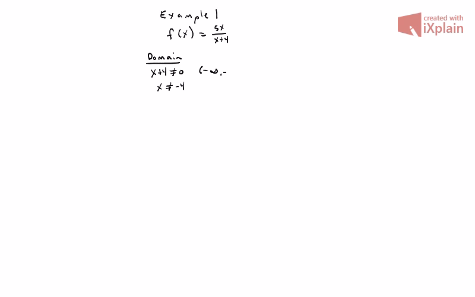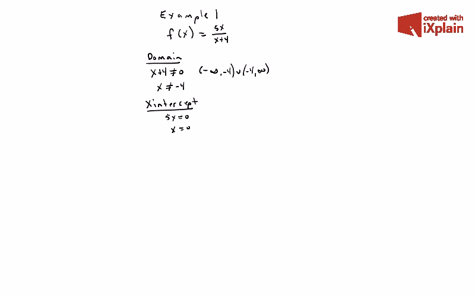So -4 represents a break in the domain, and it will either be a vertical asymptote or a hole in the graph. So let's find the x-intercept. Set the numerator equal to 0 and solve it.